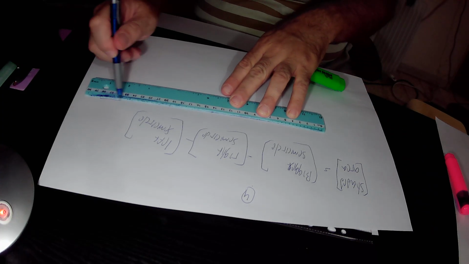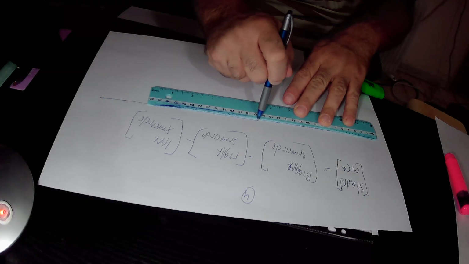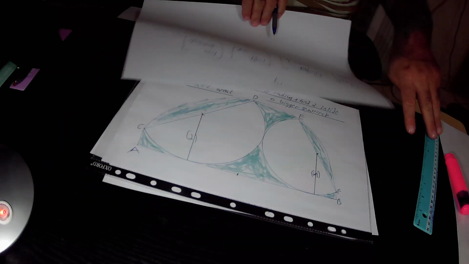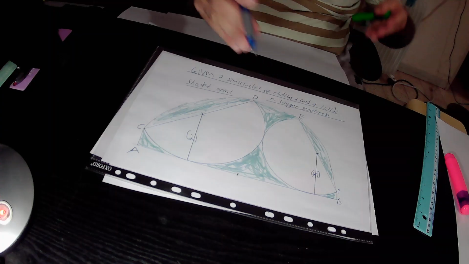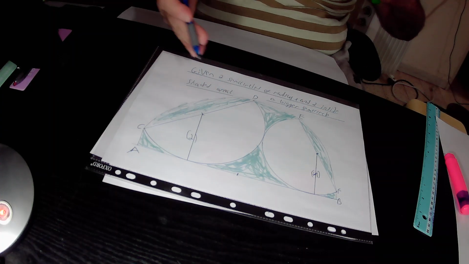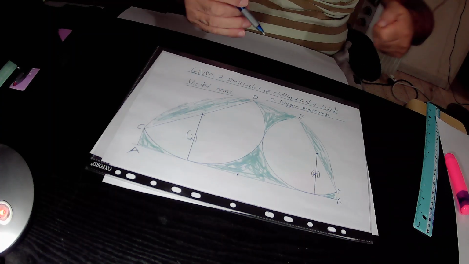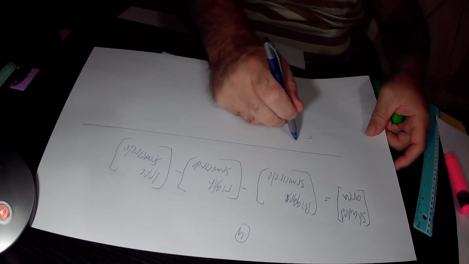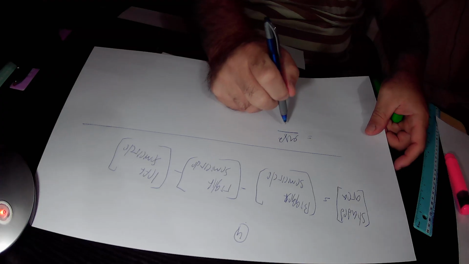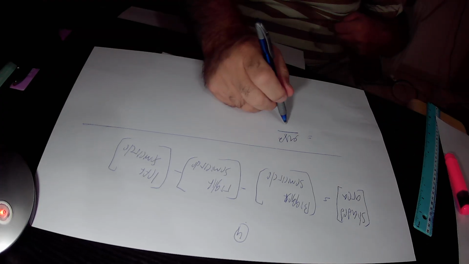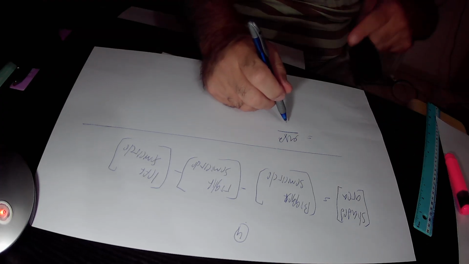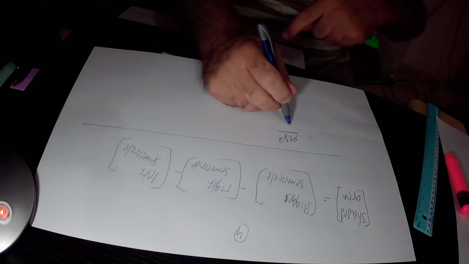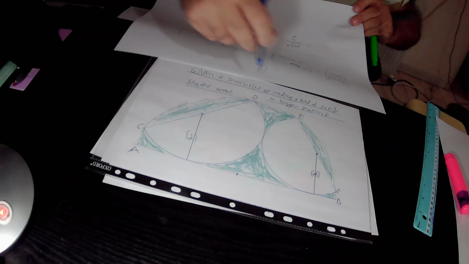What is the area of this biggest semicircle? We know that the radius of this biggest semicircle is x, and therefore the area must be equal to pi x squared over 2. That is the area of the circle over 2. The radius is x, and therefore the area of the circle is pi x squared. If we divide it by 2, we get the area of this biggest semicircle.